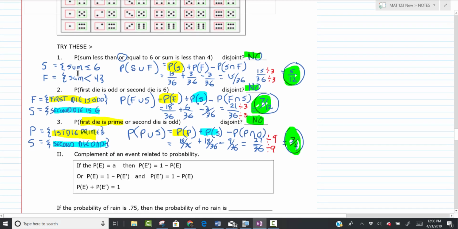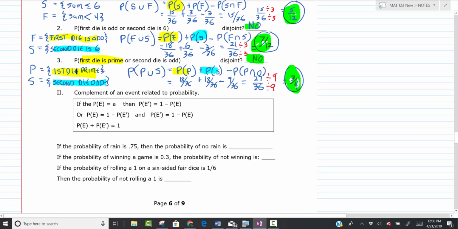Okay, so if I go down to the bottom of the page, I'm going to talk about a real simple idea here. The idea is if the probability of an event happening is A, then the probability of it not happening would be 1 minus the probability of it happening. And you can do this backwards: the probability of the event is 1 minus the probability of the event not happening. So basically, the probability of an event happening plus the probability of the event not happening is always going to be 1.